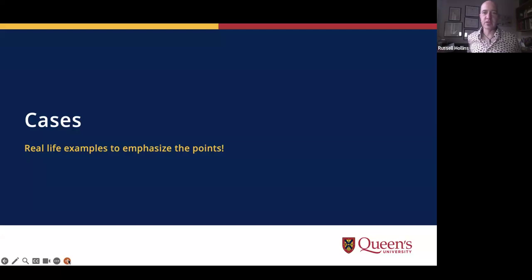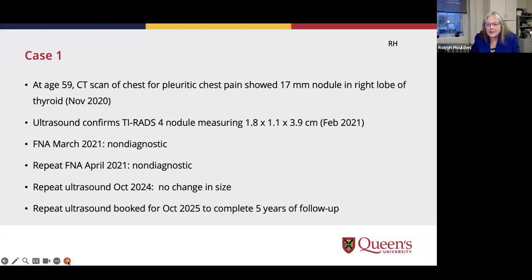So I guess we're on to the cases, which I think is Robyn, right? Yeah, that's me. Okay, so we're going to show some cases, and they're messy, just like real life. So I think this is great. But we'll show you how my care pathway guided you, and then we'll see how the TI-RADS reporting was so critical to the management.